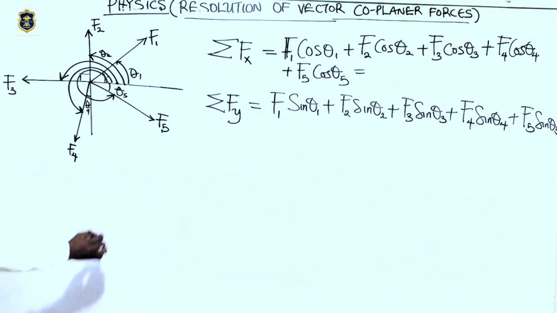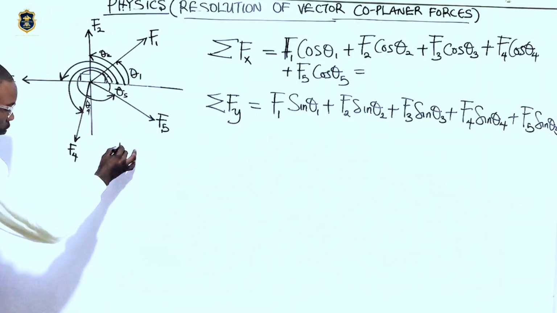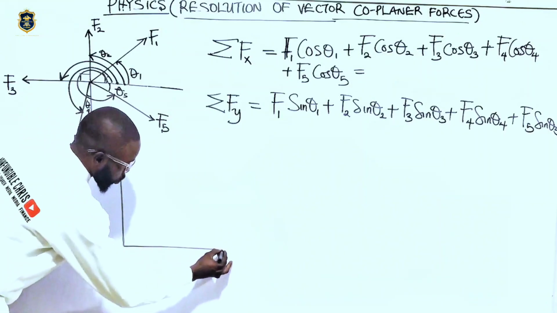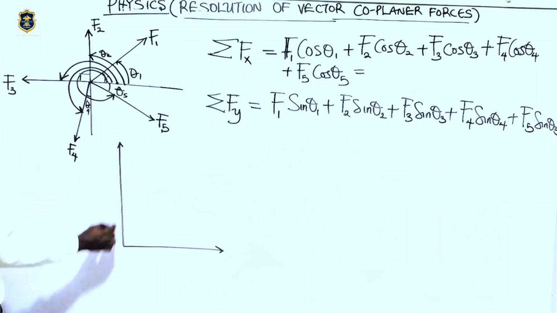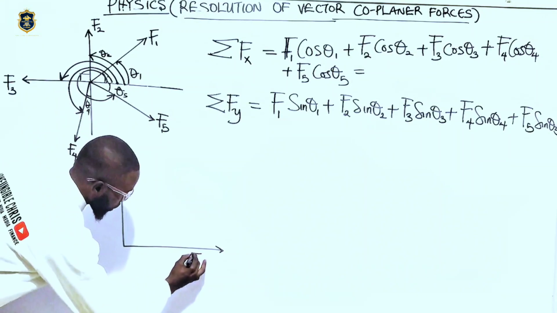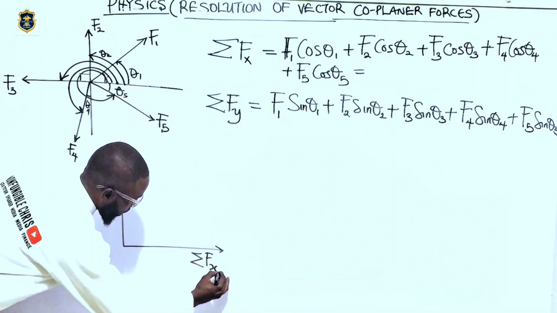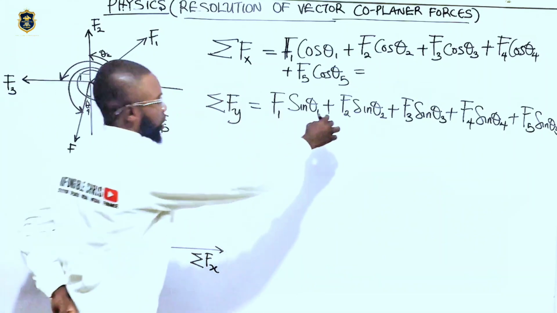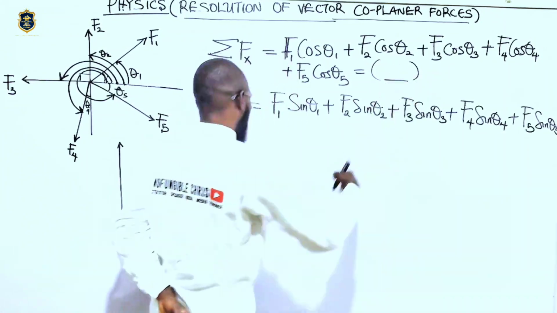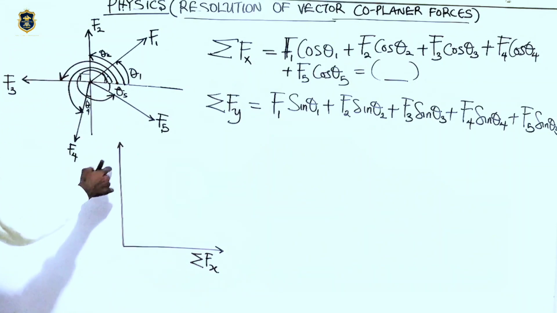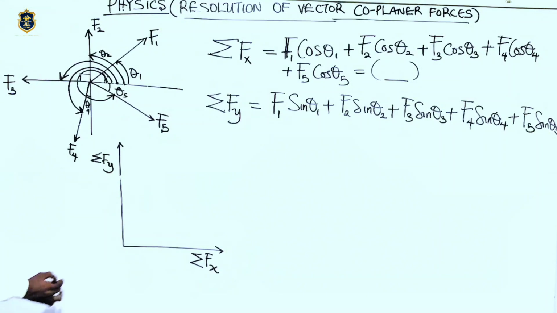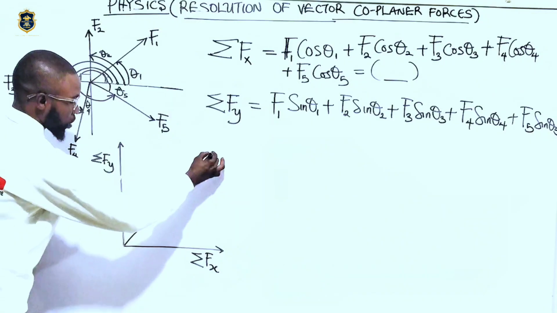Whatever we get there, we have resolved them into their x and y components. So having gotten the answer, we have just two components, two coordinates. This is the summation of Fx, whatever we get for the x-axis, and this is the summation of Fy, whatever we get for the y-axis. Having done that, we can get the resultant force.